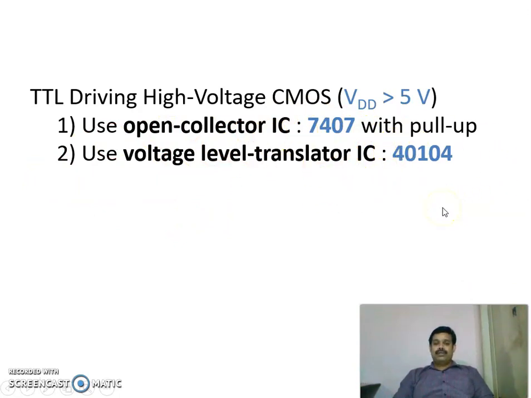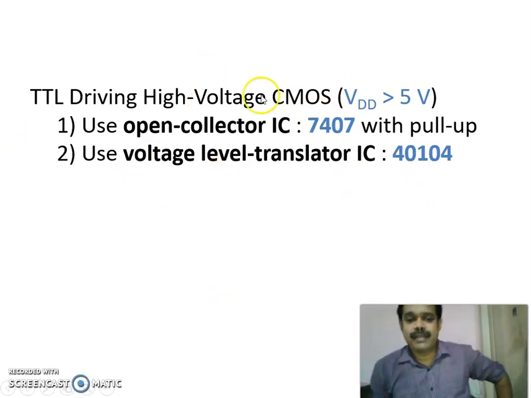So in order to drive high voltage CMOS by TTL, we have to use either an open collector TTL with pull-up resistors, or a voltage translator IC, that is 40104. It is nothing but a voltage translator IC. This voltage translator IC will shift the 5 volt output of TTL to 15 volt, so that we can drive the high voltage CMOS.